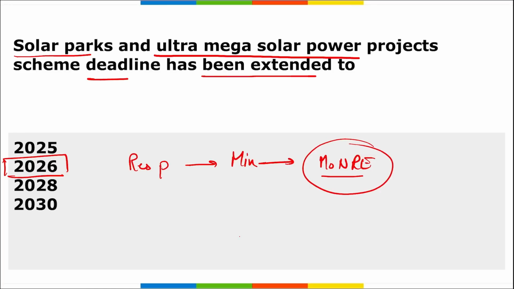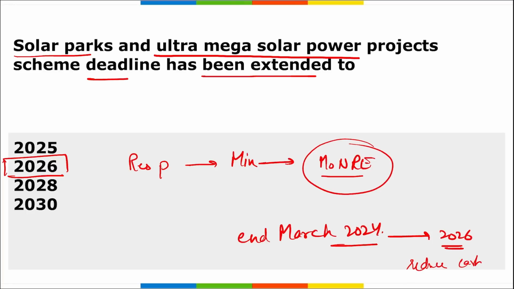The deadline for the previous project was scheduled to end in March 2024, but now it has been extended till 2026. The project was implemented with an aim to reduce the project cost per megawatt and higher transmission losses, as well as reduce the carbon output. This particular project was initiated to build a solar park with 500 megawatt and above capacity. Smaller solar parks are also allowed in case of acute shortage in non-agriculture land.